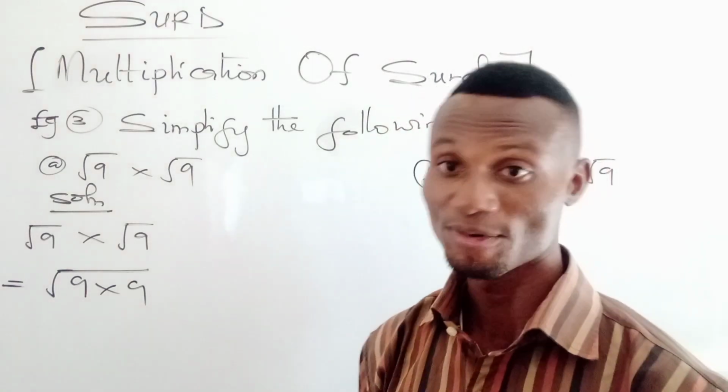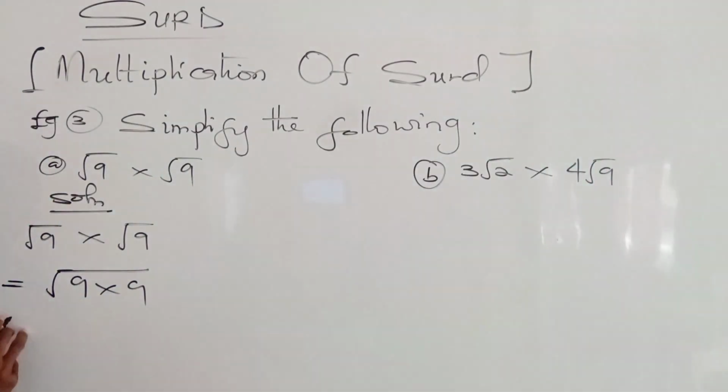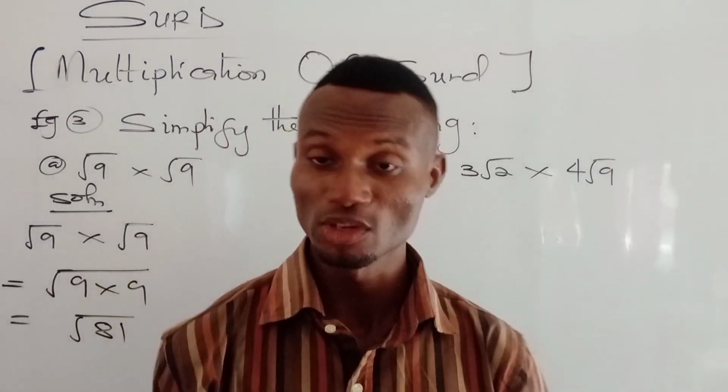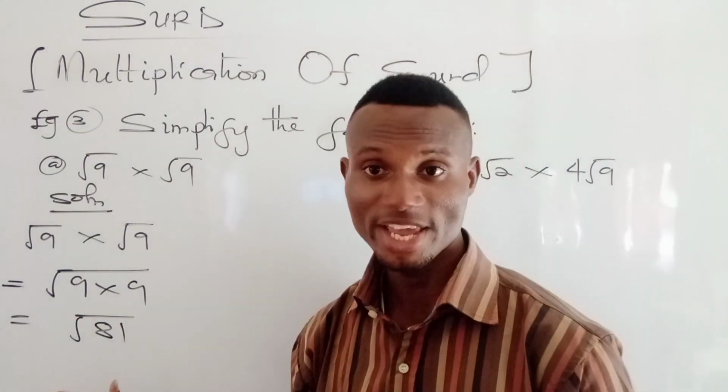Let's go ahead and simplify further. Square root of 9 times 9 gives 81, so we are going to write our 81. I hope you agree with me up to this point. Now from here, we are not done.